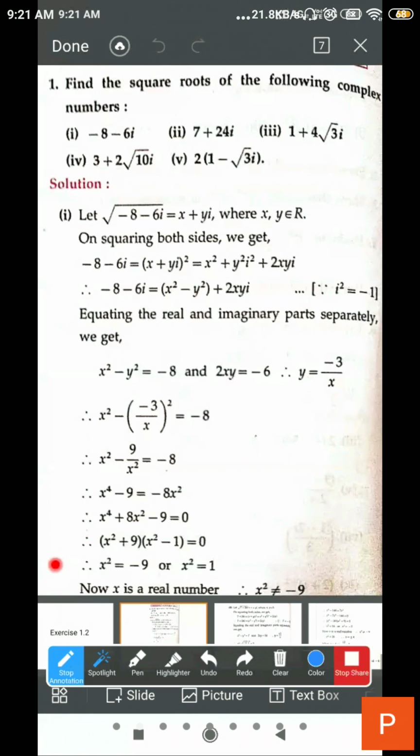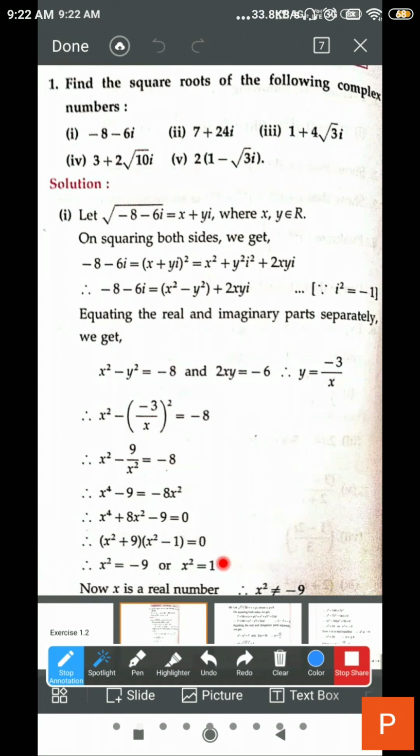Here directly the factors are given. x square plus 9, x square minus 1 is equal to 0. That means x square is equal to either minus 9 or x square is equal to 1.